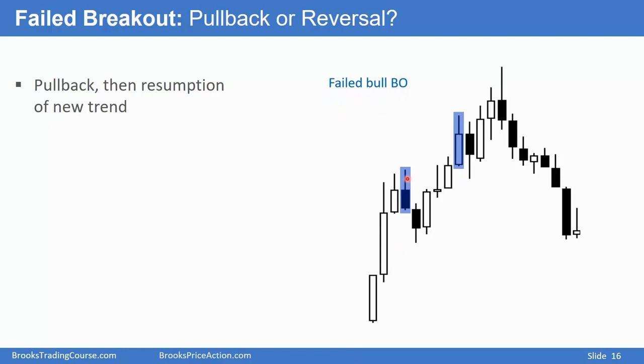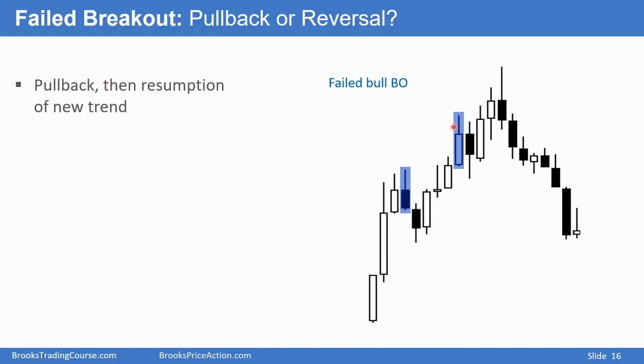Here, we have a failed bull breakout. At one point, this was a bull bar, but it closed on its low, and now it's a bear bar. It's setting up the possibility of a reversal of this bull breakout. So this bull breakout is now failing. So bull breakout, a bear bar closing on its low. This could be the start of a bear trend.